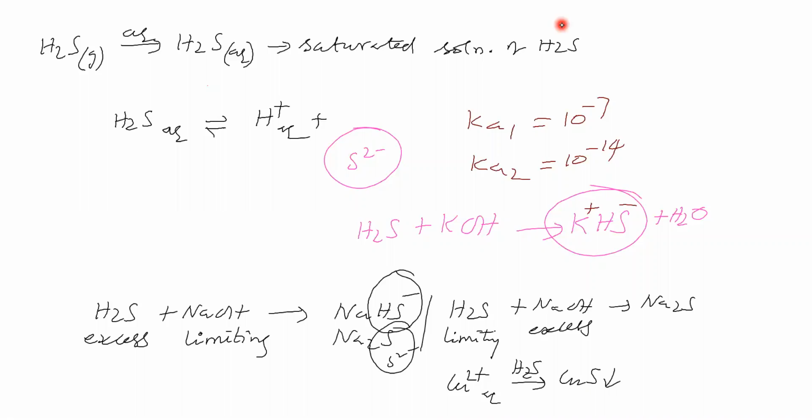You got precipitate CuS, which means this H2S has provided sulfide. This copper ion takes this sulfide and becomes CuS precipitate, isn't it? H2S is giving sulfide, therefore Cu2 plus takes that and becomes CuS precipitate. Otherwise, how will CuS be precipitated?